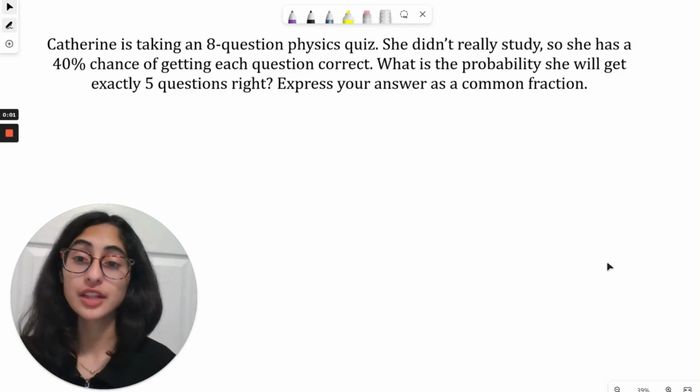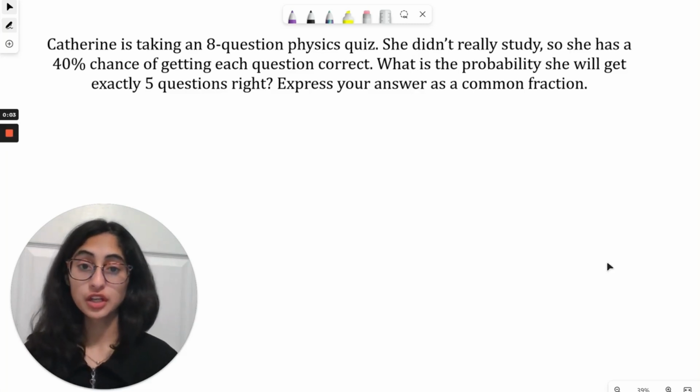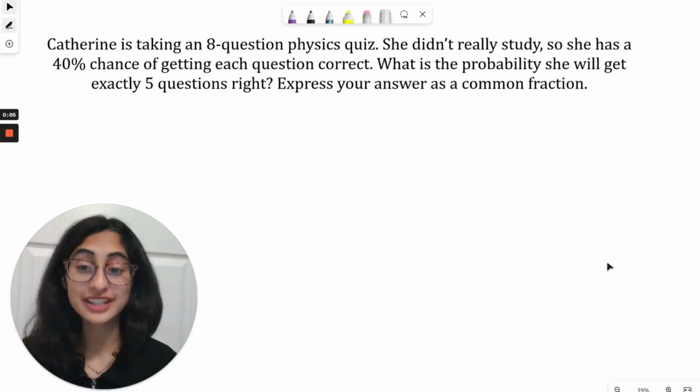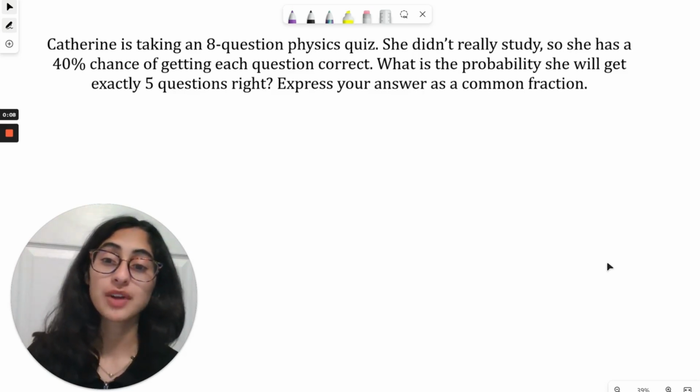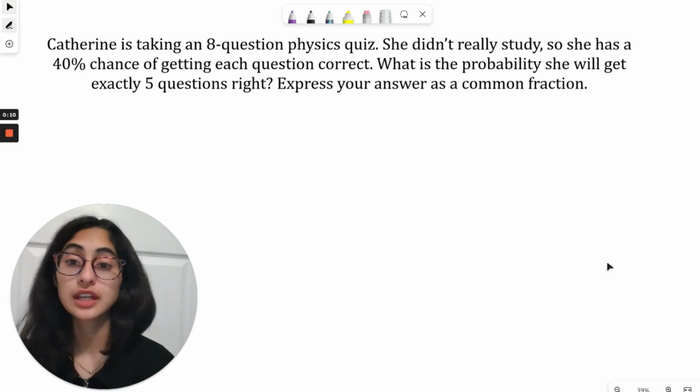All right, so this question says Catherine is taking an 8-question physics quiz. She didn't really study, so she has a 40% chance of getting each question correct. What's the probability that she'll get exactly 5 out of those 8 questions right? And then express your answer as a common fraction.